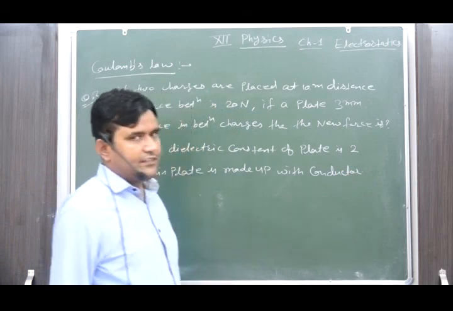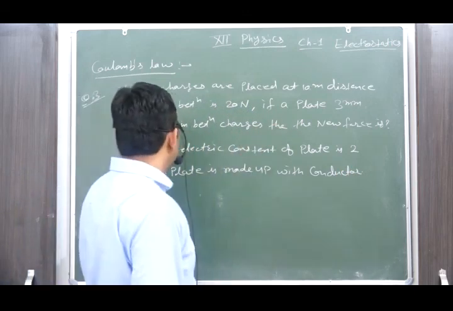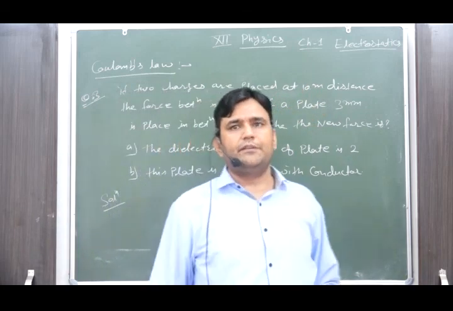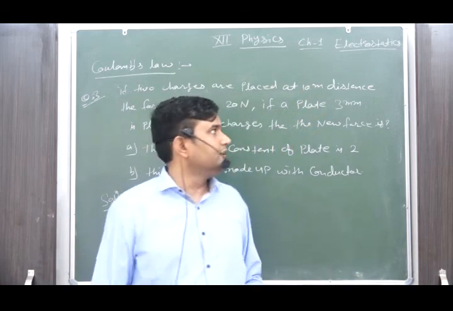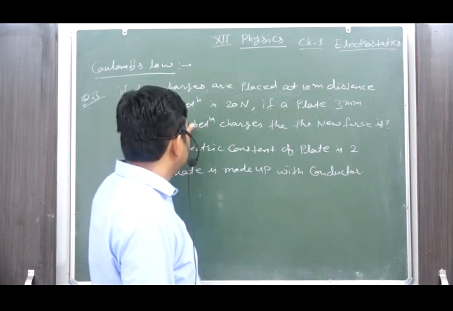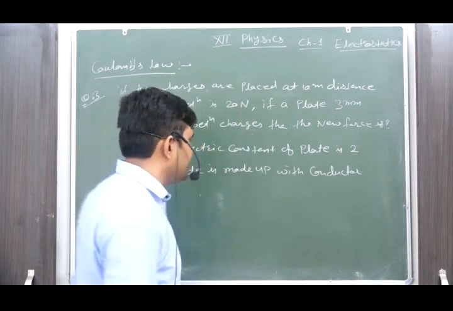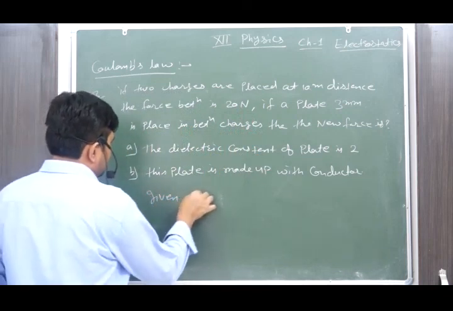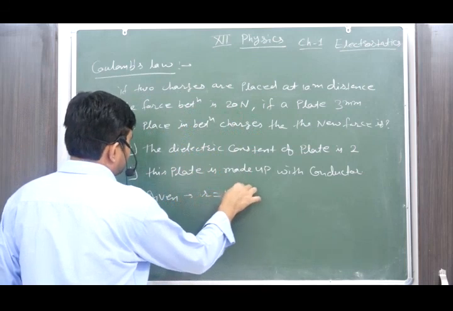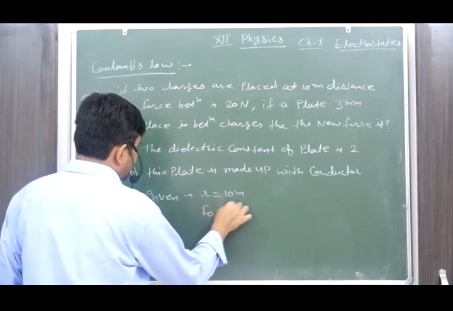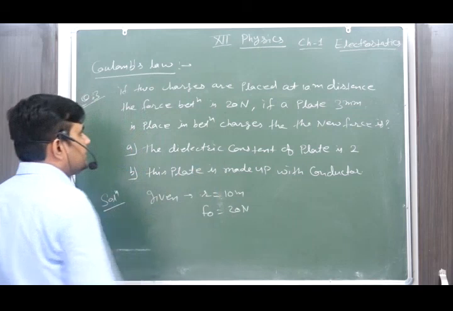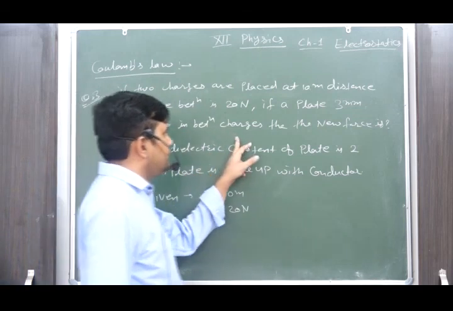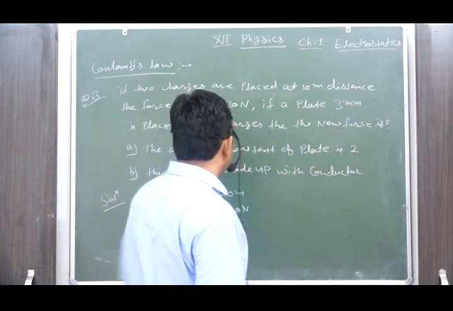There are two charges. They are placed at a distance of 10 meter. It means the separation between the charges is 10 meter. The force between them is 20 newton. It means the given parameters are r equal to 10 meter, F naught equal to 20 newtons, and a plate of thickness 3 millimeter is placed in between the charges, and we need the new force.